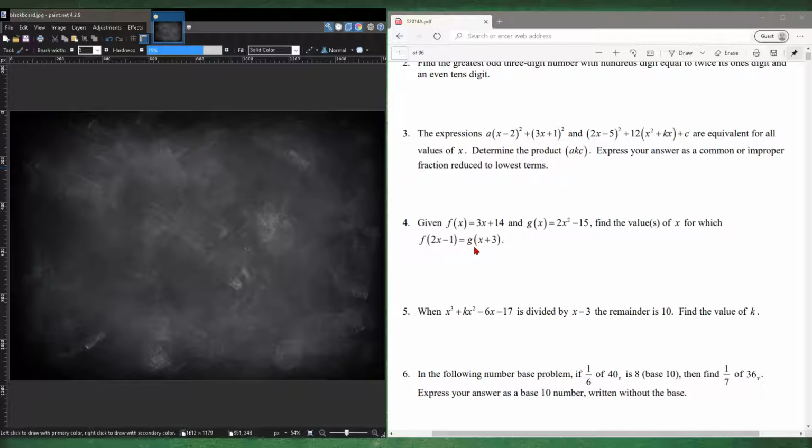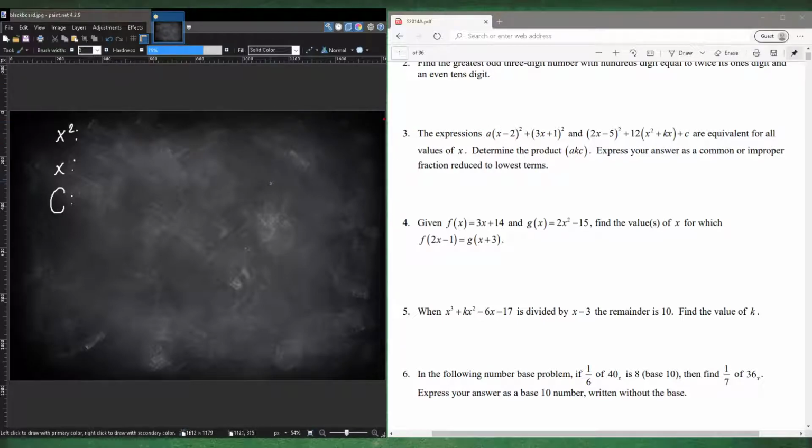Number 3. The expressions a(x - 2) squared + (3x + 1) squared and (2x - 5) squared + 12(x squared + kx) + c are equivalent for all values of x. So we need to find the product of those variables. So let's have a quadratic term, a linear term, and a constant term, and we'll just call that capital C because it's already a lowercase c, and I don't want to confuse you guys. So for quadratic, let's just work on each one individually.